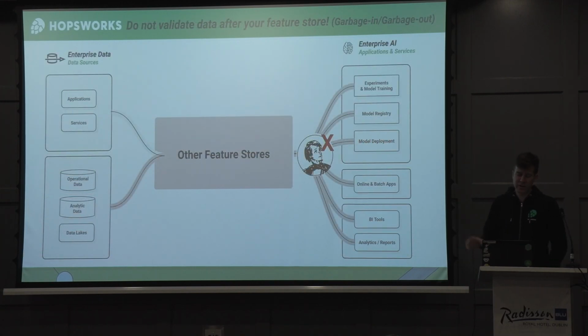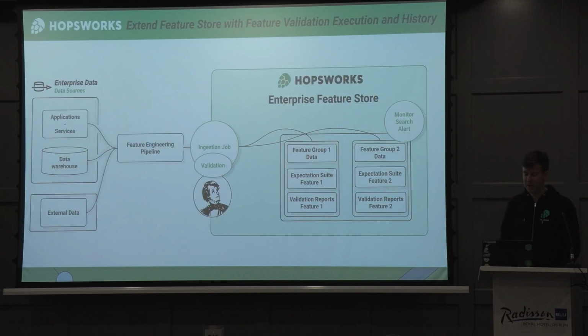So I mentioned there's other feature stores, and there is one other feature store, and they do validation after the feature store, which we think is insane, right? You should validate data before it goes into the feature store. So what we've done is we've integrated Great Expectations with the Hopsworks feature store. It's open source. It's available as a serverless platform for free right now, and you can deploy it in your own cloud, your own private cloud. And it also gives you the ability to do alerts as well.